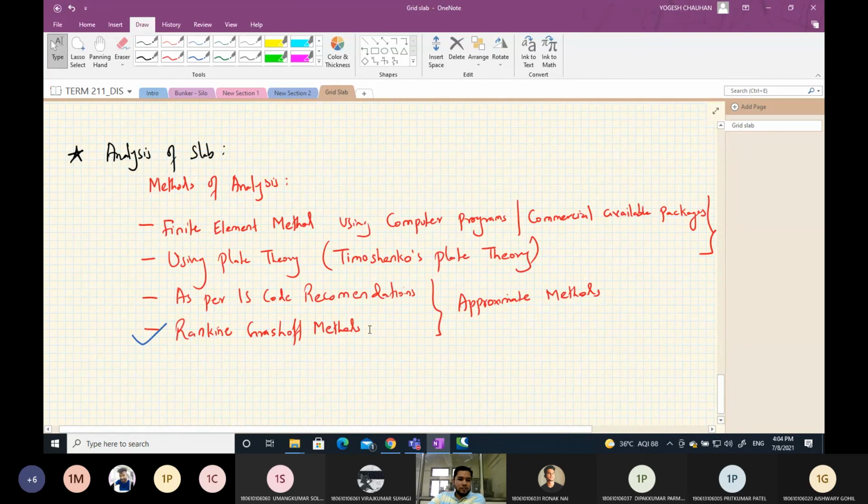And next is the Rankine-Grashof method. Both the IS code recommendations with coefficients and the Rankine-Grashof method are approximate methods. Throughout this course, we will be discussing the Rankine-Grashof method. So in the next class, we'll go through some IS code recommendations, and then the theory of Rankine-Grashof method.